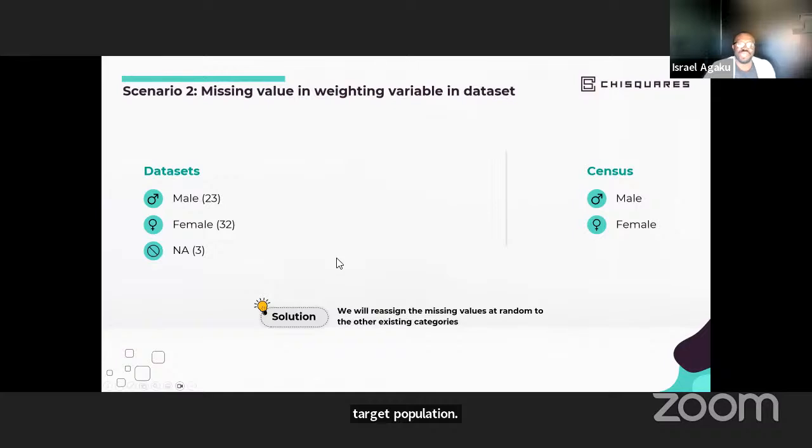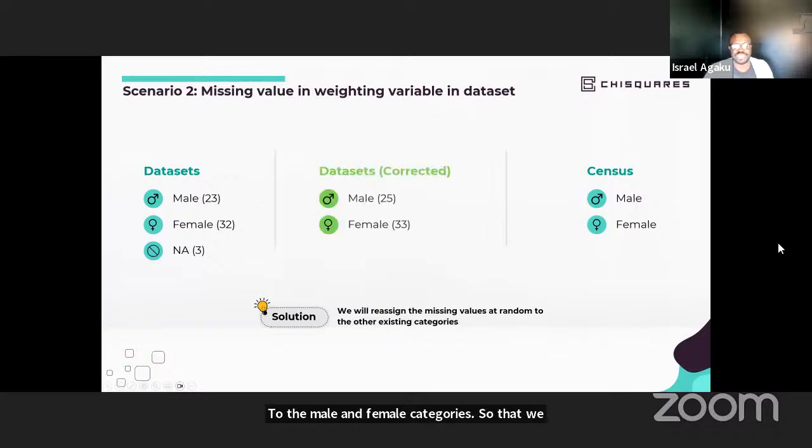So here we have a little problem, because in our data set, we have three categories: male, female, and missing. And those categories must be exactly what you have in your reference population, in this case, the census. So what do we do here? Well, we can absorb these missing values and assign them at random to the male and female categories, so that we end up with something like this.